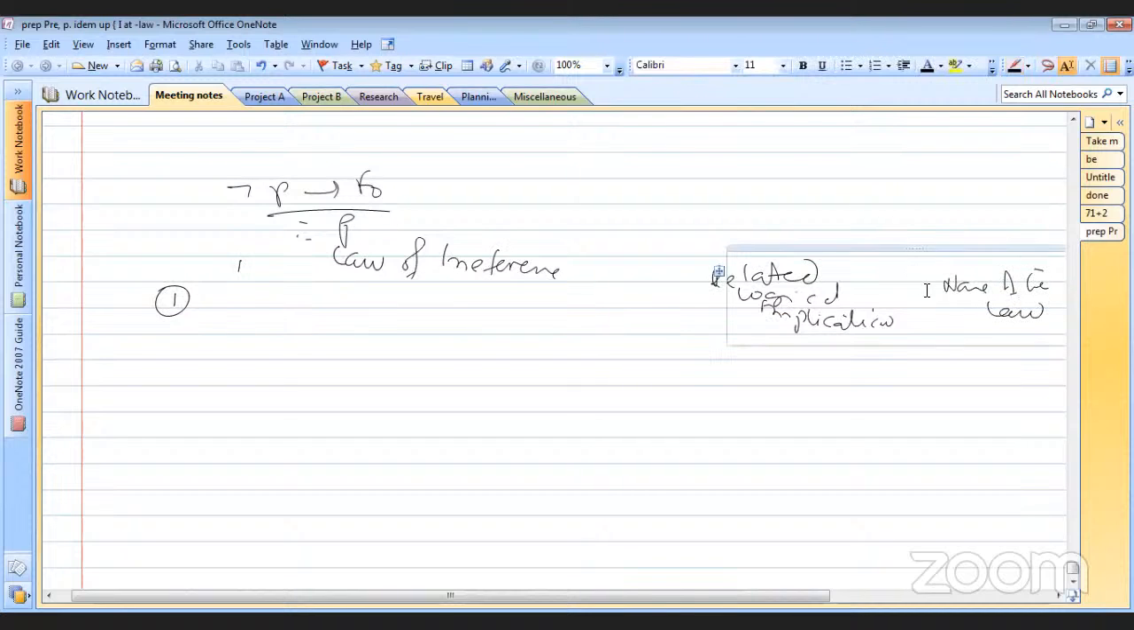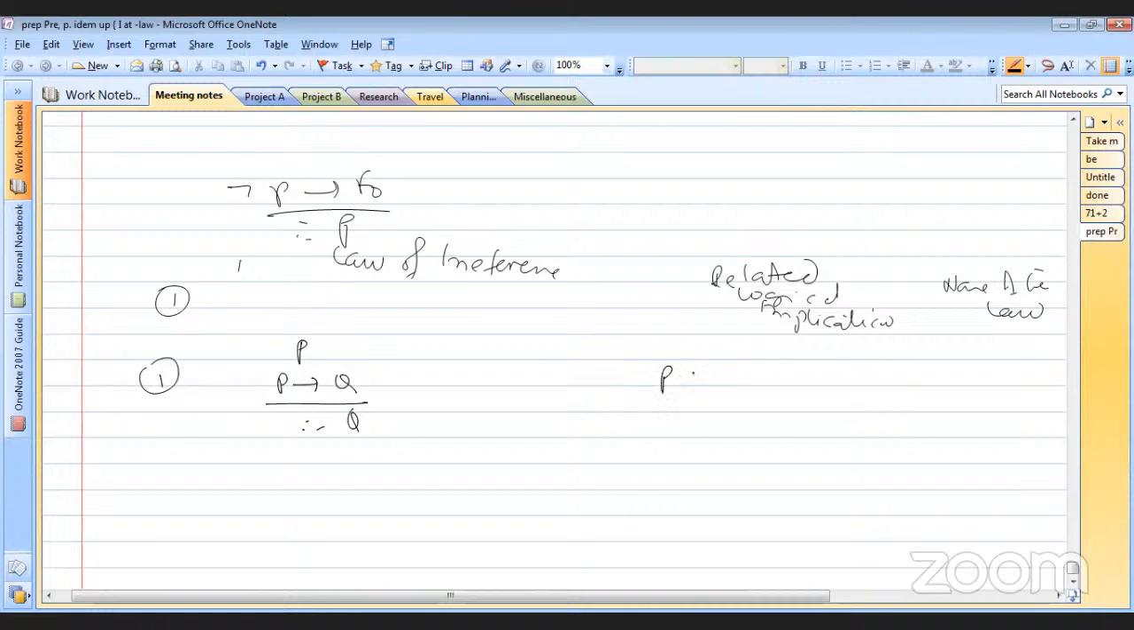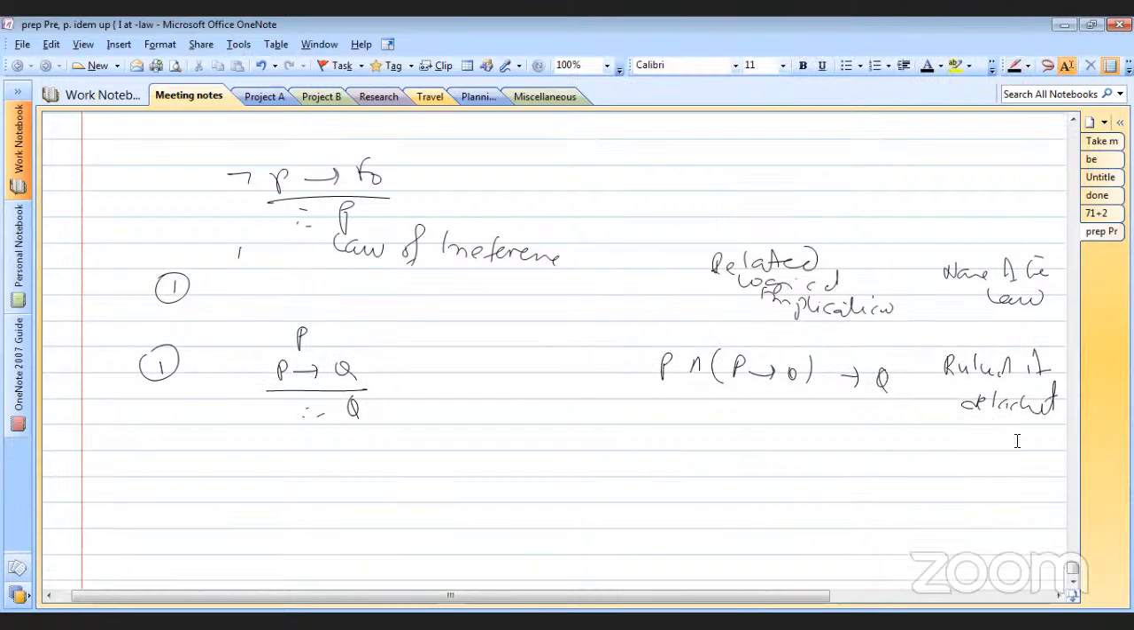This is related to the logical implication: we are writing P, and P implies Q, therefore Q. This is called the rule of detachment, the name of the law. We can write here the second condition.